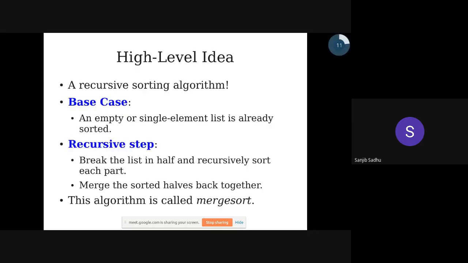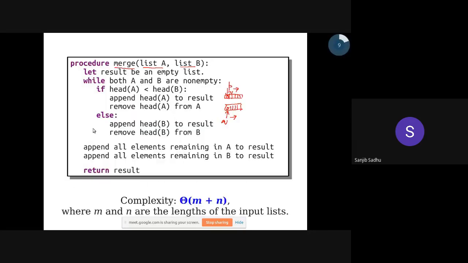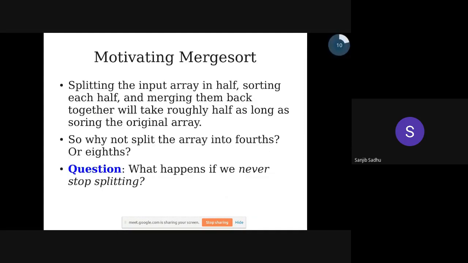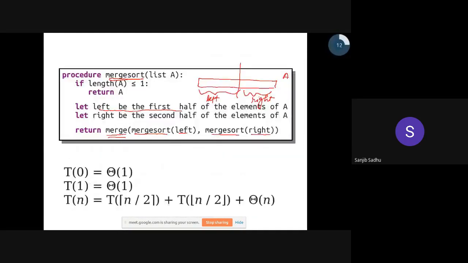Which one is the merge? This one is the merge. How to merge? You know this, we call it in data structure. Now probably you don't know about the time complexity. Now here, if there is only one element or no element in the list, that takes constant amount of time. That's why theta of 1.